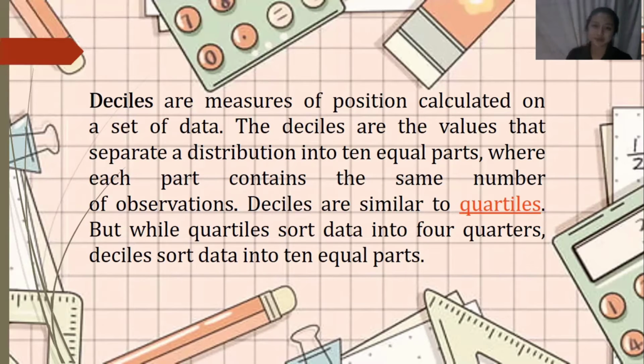Next, deciles are similar to quartiles because they are both dividing the data, depende dun sa kung ilan yung measure nila. So, in deciles, we have 10. That's why we divide the data into 10 equal parts. Okay, clear?